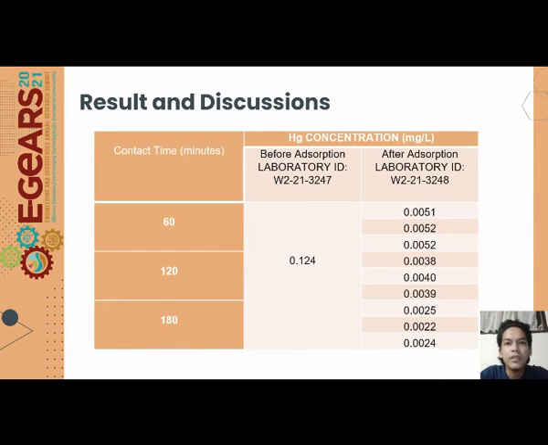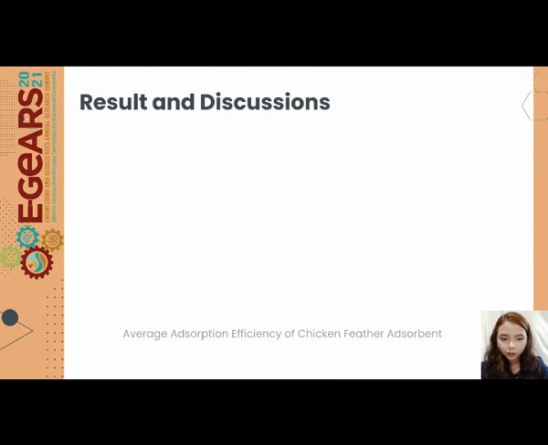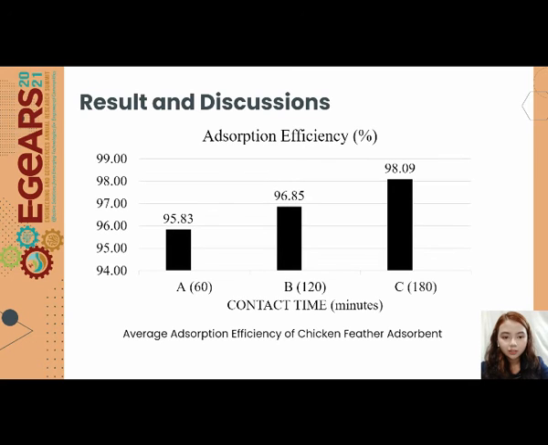Results and discussions. The table shows the concentrations of mercury analyzed by cold vapor atomic absorption spectroscopy from the small-scale gold mining wastewater sample before and after the batch adsorption test using chicken feathers as adsorbent. After the batch adsorption test, the chicken feathers successfully adsorbed mercury metals and reduced the mercury concentration level of the small-scale gold mining wastewater with more than 90% efficiency.